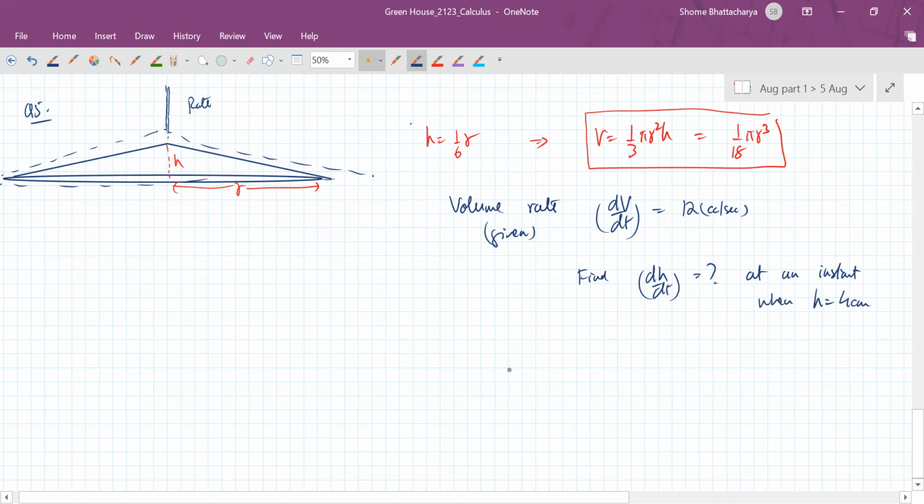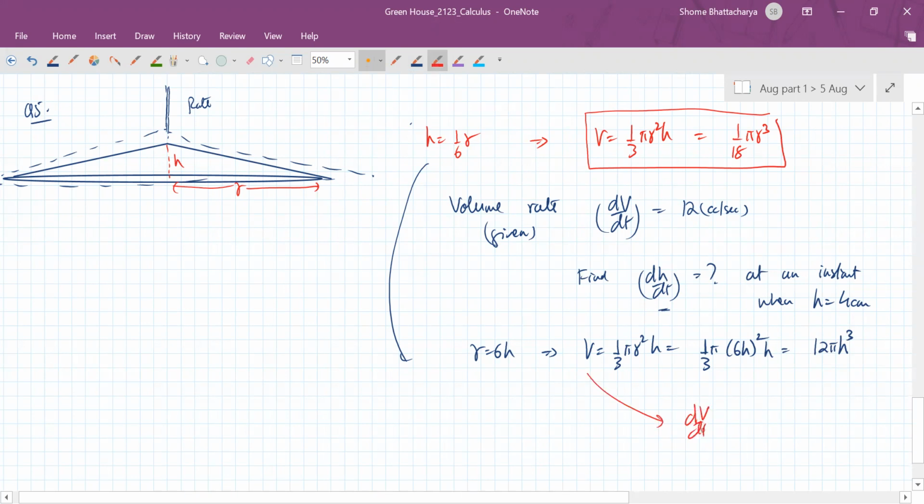Since we want to find dh by dt, let's reverse this and write r is equal to 6h. So volume, which is 1/3 pi r square h, is 1/3 pi into 6h whole square into h, so that we get it in terms of h. This will become 12 pi h cube, because we want to find dh by dt. Now use the chain rule. dv by dt is equal to the rate of change of 12 pi h cube, which is d by dh of it into dh by dt. Remember, h is a variable here.